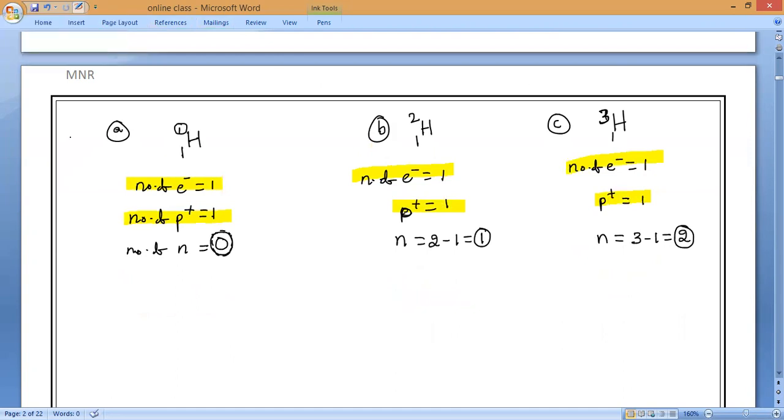So remember, first one is called protium. What is the first one called? Protium. This is very important. Simple hydrogen. All of you remember that.